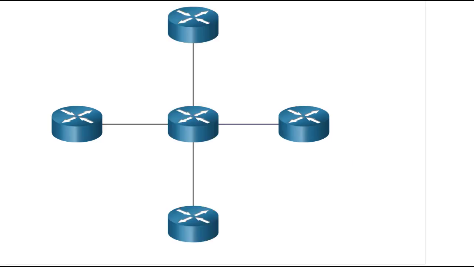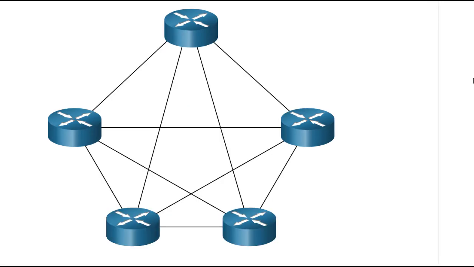The second common physical WAN topology is hub and spoke, which is a WAN version of a star topology. The hub or central site uses point-to-point links to interconnect the spokes or branch sites. The spokes cannot exchange data with each other unless they go through the central site.